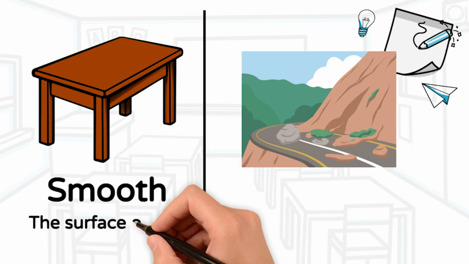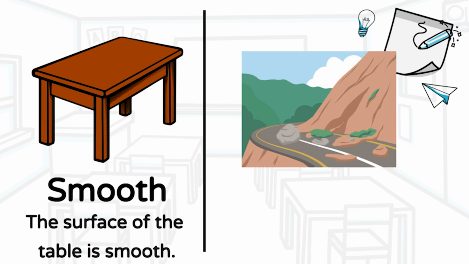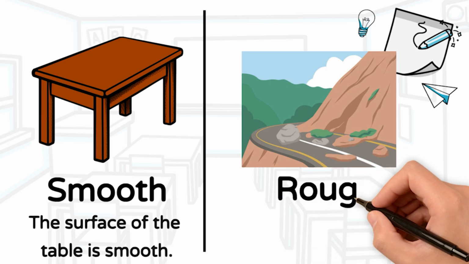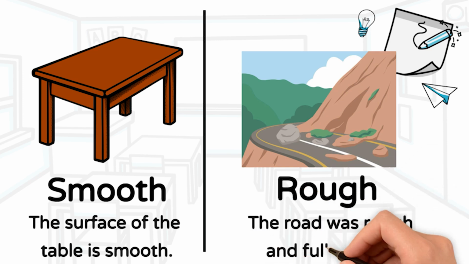Smooth. The surface of the table is smooth. Rough. The road was rough and full of rocks.